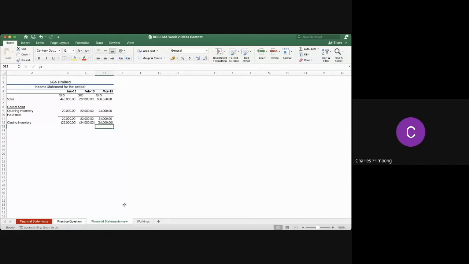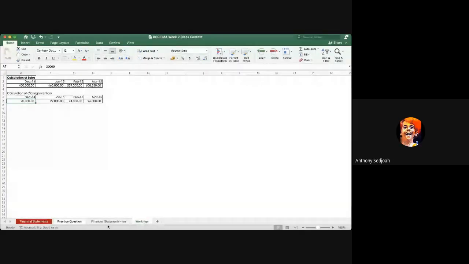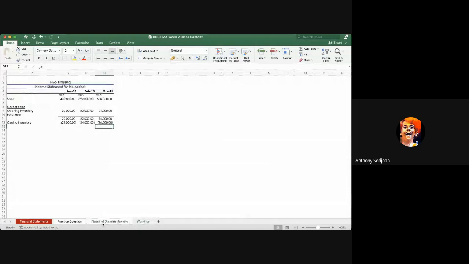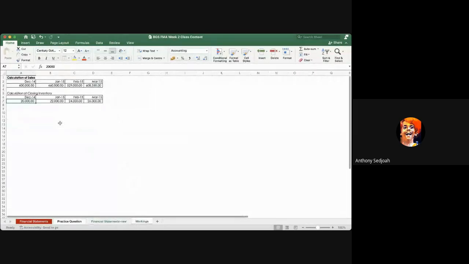Please, can you repeat why the closing inventory and then the opening inventory is the same? Okay, you're having the same figure. I don't think it's the same figure, so I'll explain. If we are in December, whatever we are closing in December becomes the opening the following month. True or false? True. That's true.